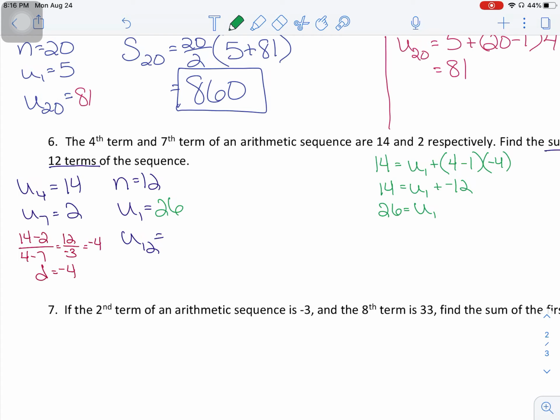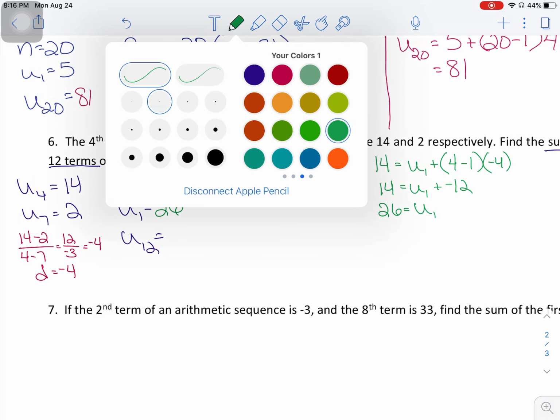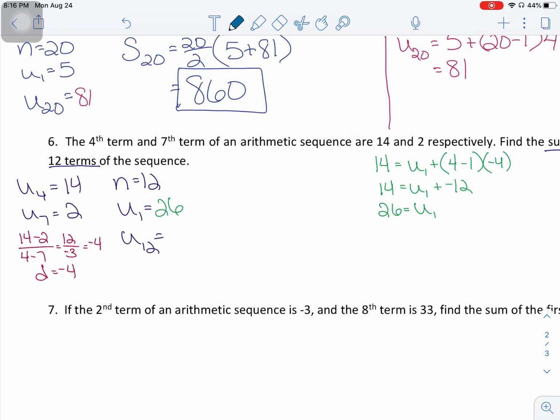Now that I know u sub 1 and I have my d value, it's going to be pretty easy to find u sub 12. So using 26, from term 1 to term 12, there are 12 terms, same common difference. So u sub 12 is equal to 26 plus 12 minus 1 times negative 4, negative 18.